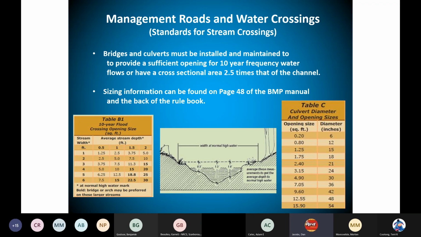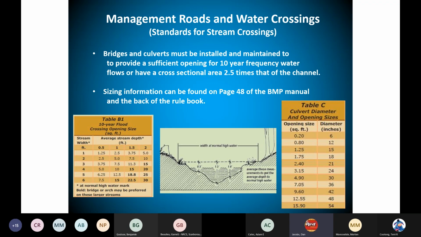So as Adam mentioned, there is a method to measure the stream channel cross-sectional area. And from there, you can use tables that are in both the forestry rule book in the appendix and the BMP manual to determine the opening size you need for your structure. And from there, there's also a table to determine which diameter culvert would meet your cross-sectional area.